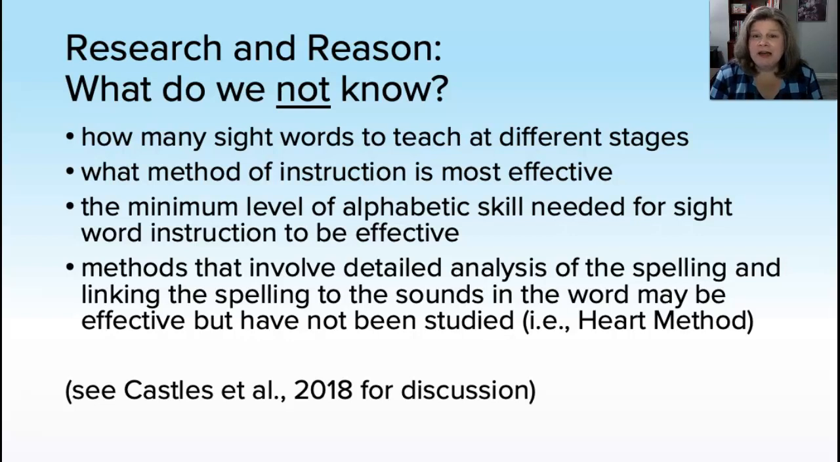Research isn't clear about how many sight words to teach at different stages or exactly which method of instruction is most effective. We also don't know the minimum level of alphabetic skill needed for sight word instruction to be most effective. Recently, researchers are recommending to teachers methods that involve a pretty detailed analysis of the spelling of these irregular words and how that spelling links to the sounds in the words. Thus far, this method hasn't been studied in the research, though it does have a strong rationale.